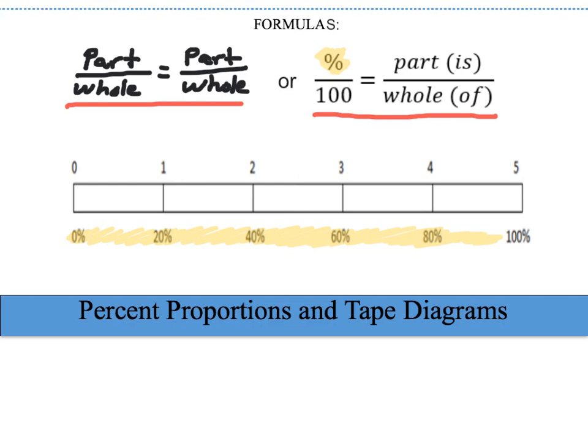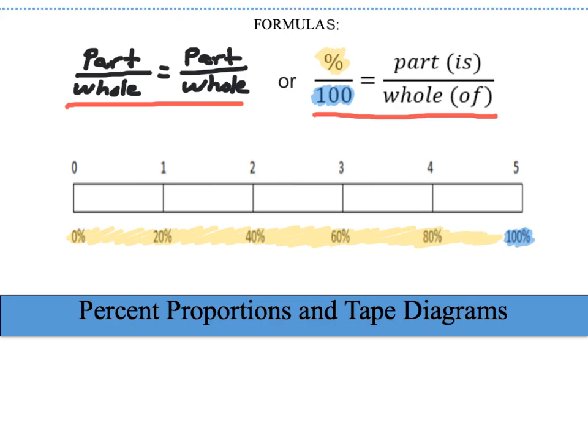Now I'm going to take a different color highlighter. I'm going to use blue, and I'm going to color the 100 in blue because that is my whole percent. So using the tape diagram, I'm going to color the 100% using that same blue color because this represents the whole. The 100% represents the entire thing.